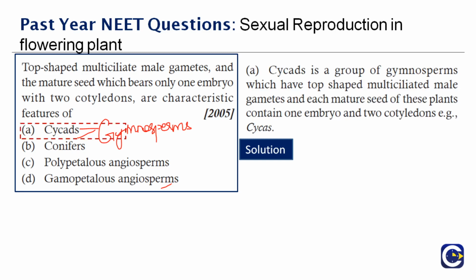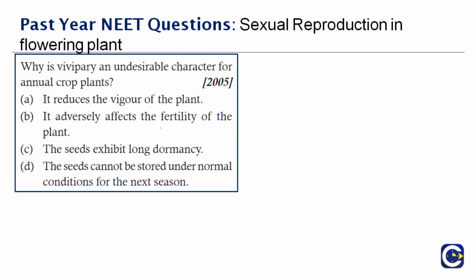Next question here. Why is viviparity an undesirable character for annual crop plants? This question was asked in the year 2005. So what do you mean by viviparity? When the seed is produced, the seed germinates inside the plant, in the fruit itself. So that is what is called viviparity. Any other points that you would like to add here?